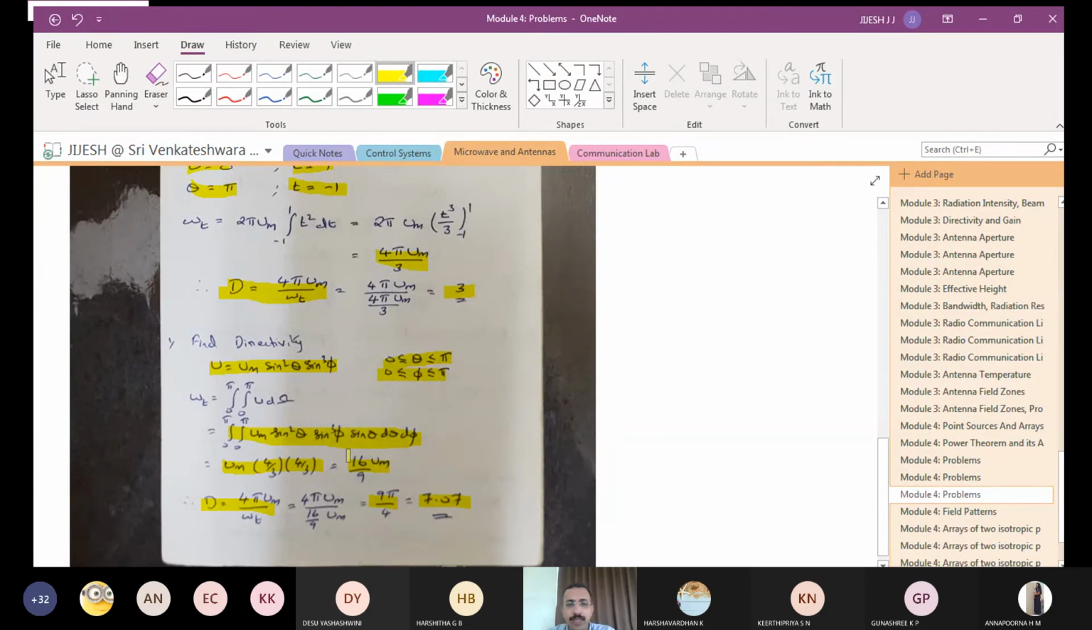You will get WT as 16 by 9 Um. So this is a very good problem, and these kinds of problems can be asked. Sine theta, sine theta cos square theta phi, anything can be the combination here. Sine theta cos phi, any combination can be asked and they may ask you to find the directivity. So whenever you are free, try to integrate as many problems as you can, so that you become fast and understand the trigonometric relationships also.